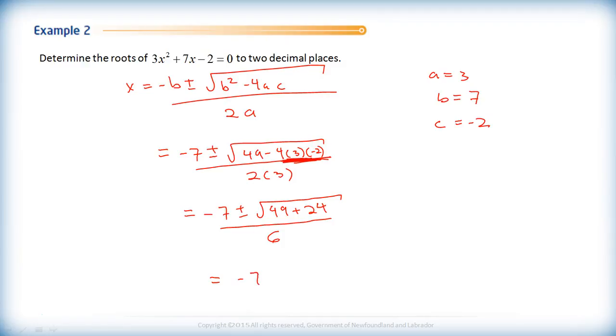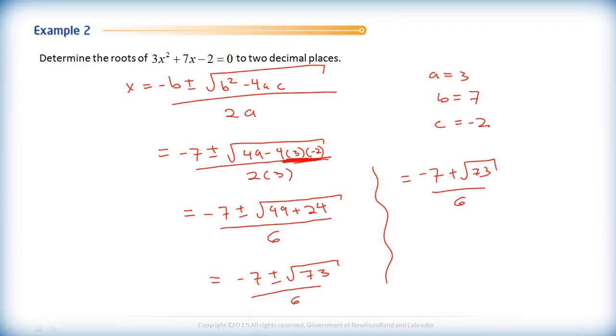So we end up with negative 7 plus or minus the square root of 73, all over 6. So to 2 decimal places, we've got to plug and chug this into our calculator, and we do it 2 different ways. The first way is negative 7 plus root 73 over 6, if we use the positive version, and that'll give us an answer. And then we'll have to do the negative version, which will be negative 7 minus root 73 over 6.